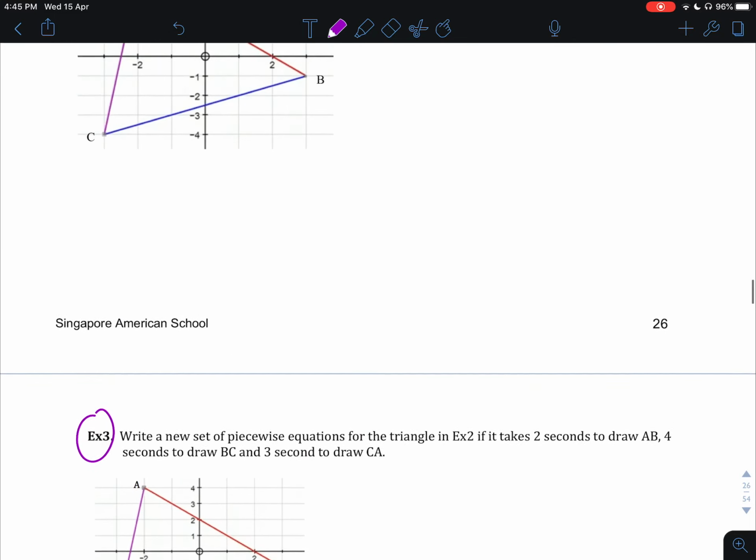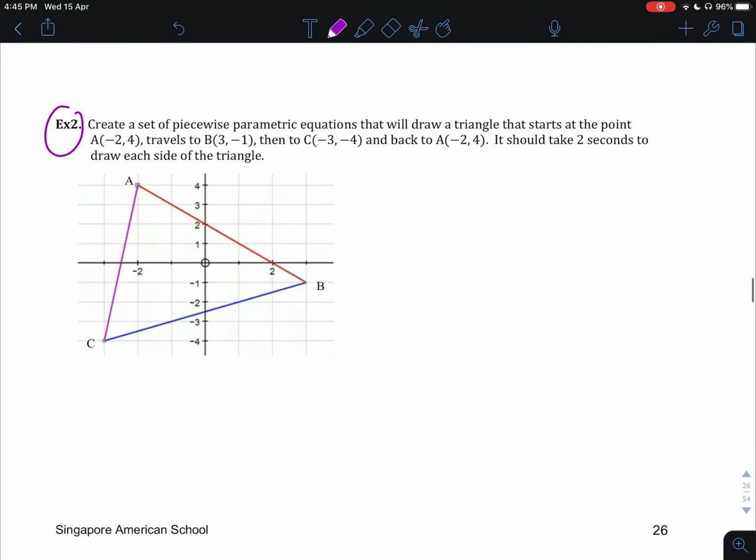Like I said, nice short lesson. The instruction here is to create a set of piecewise parametric equations that allow us to draw the triangle that starts at point A, travels to point B. From point B, it then travels to point C, and from point C, we travel back to point A. So we have three variables at play here: our x coordinates, our y coordinates, and our time parameter as well.